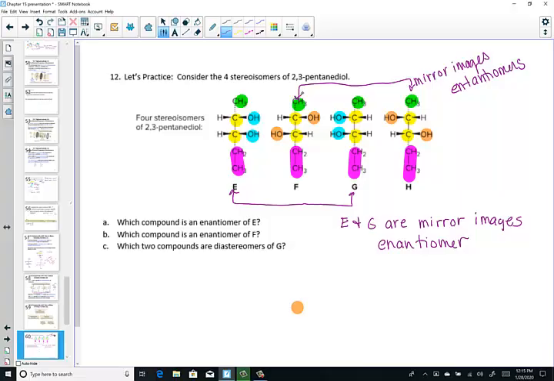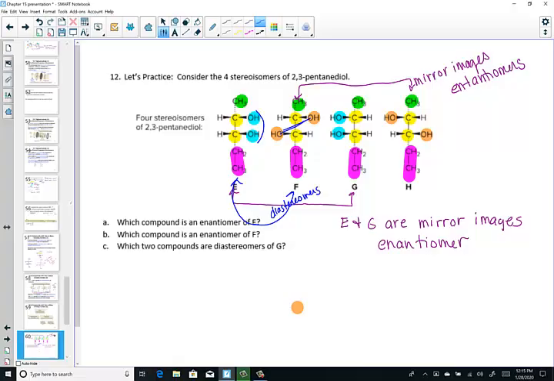Now that means once we have the mirror images selected, any other possible combination would not be mirror images of one another. So for example, if I did E with F, they're not mirror images at all. These would be called diastereomers. They're not mirror images because they're placing their hydroxyls on opposite sides. So here I have same side, here I have opposite side. That's not a reflection in the mirror, is it?